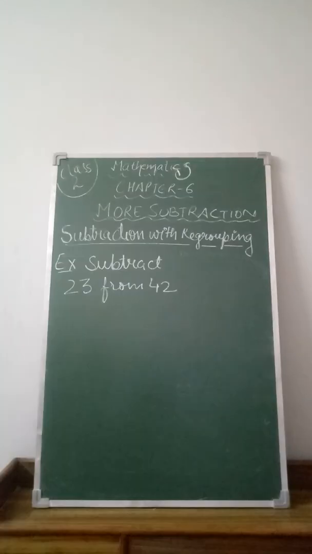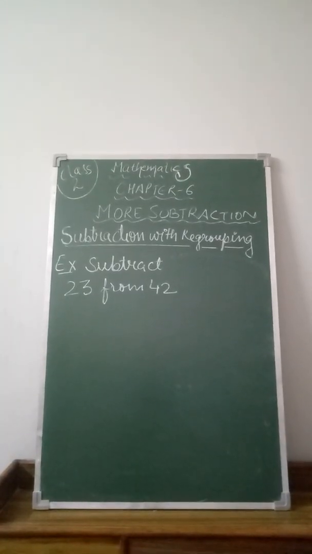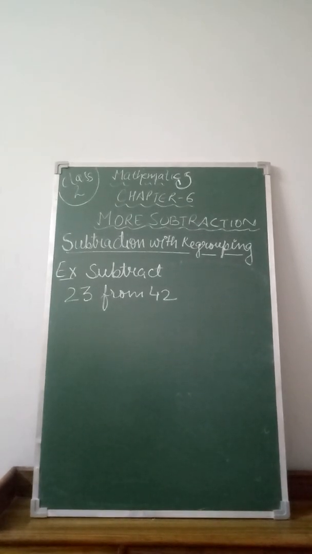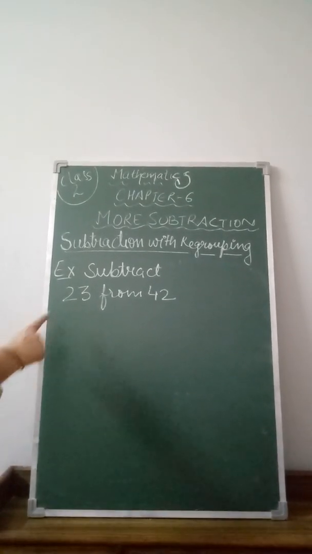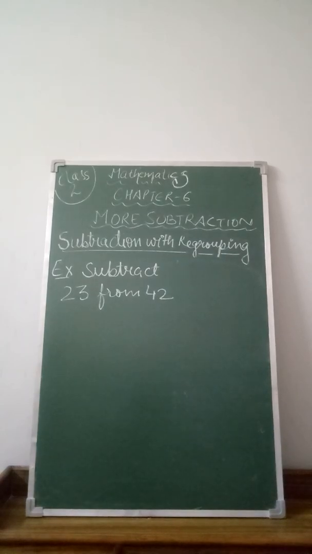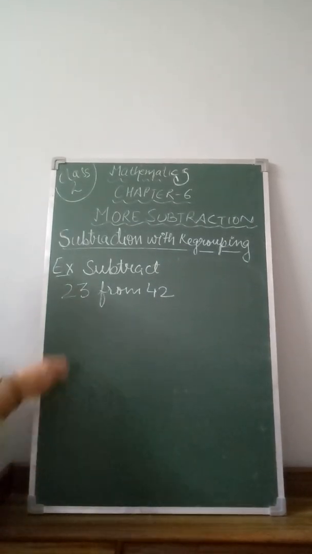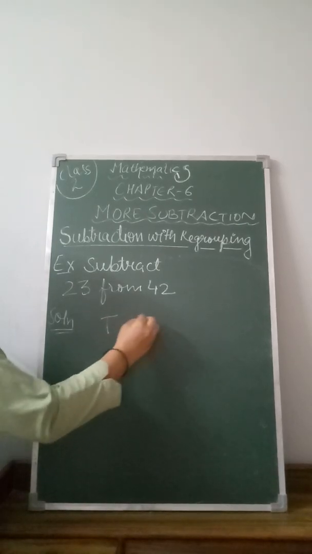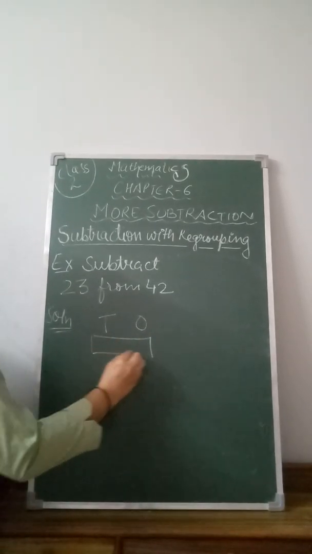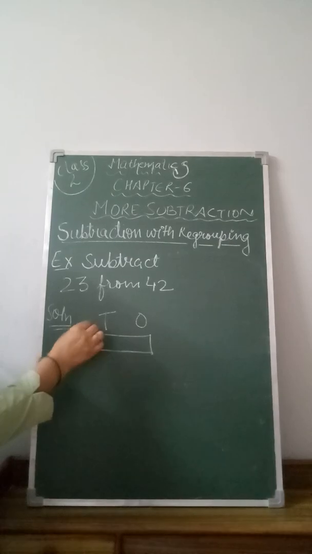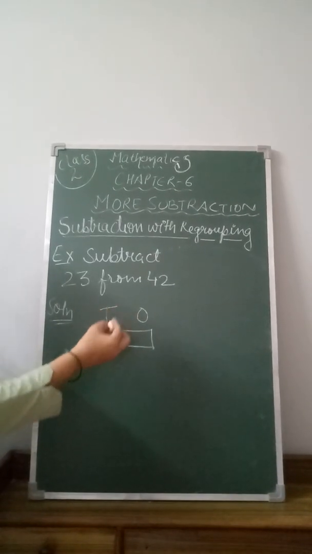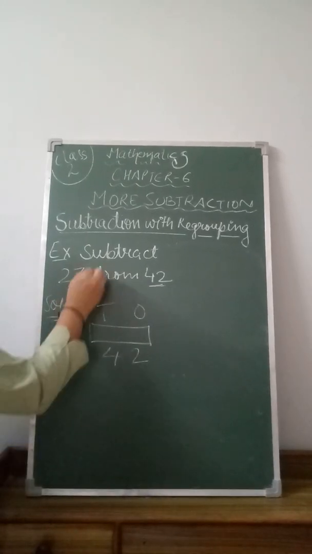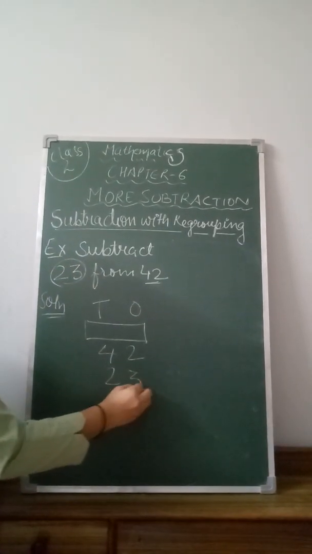Right? Okay students, let's take one example to explain this subtraction with regrouping method. Now I have taken one example. Subtract 23 from 42. First of all, in this method again we have to write ones and tens place. Make one rectangle here. Why are we leaving this? Because we have to borrow the numbers and we change the numbers.